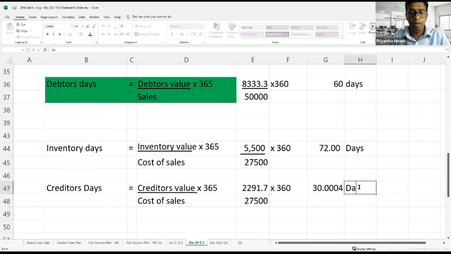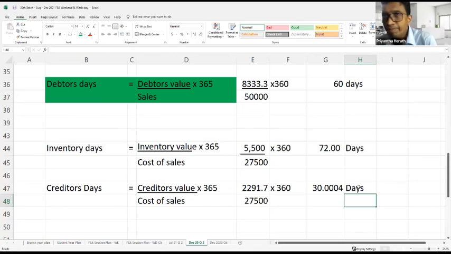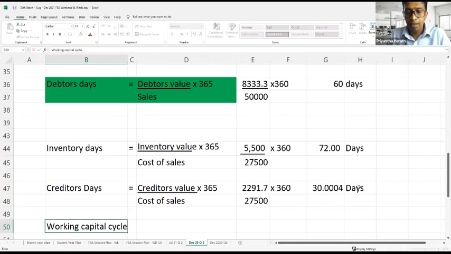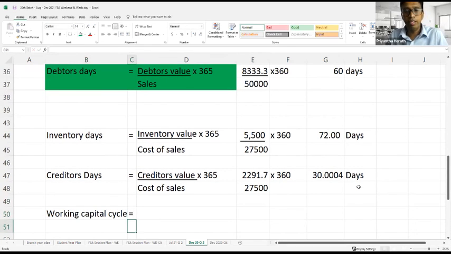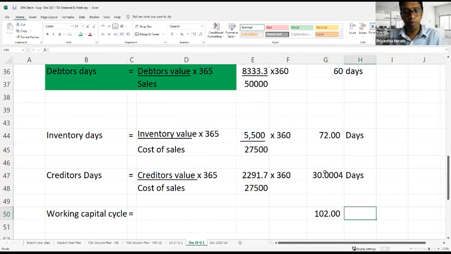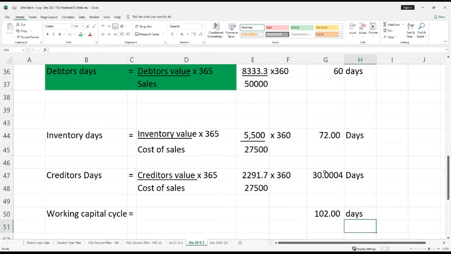So now you can calculate the working capital cycle. How to calculate the working capital cycle? Debtors days plus inventory days minus creditors days. So debtors days 60 plus inventory days 72 minus creditors days 30. 102 days. So their working capital cycle is 102 days.